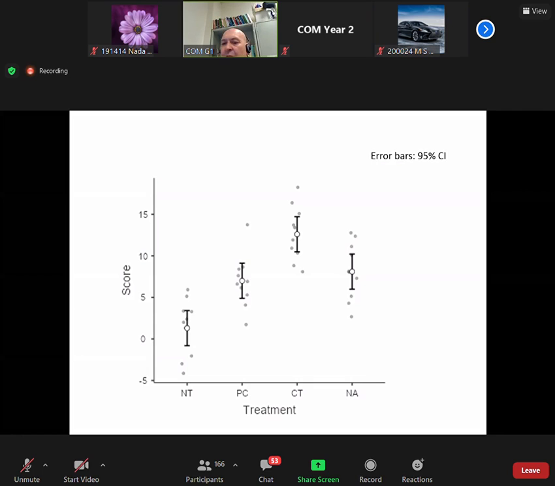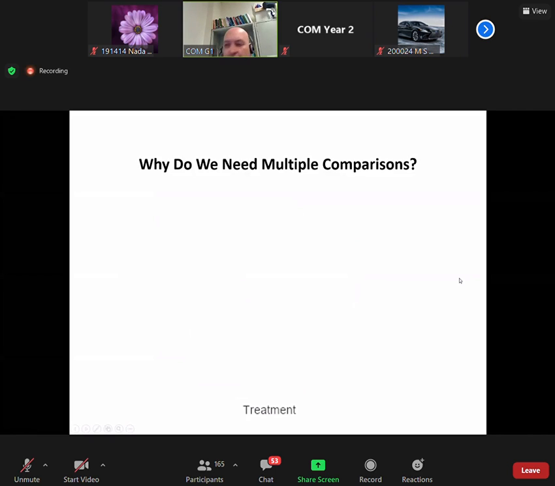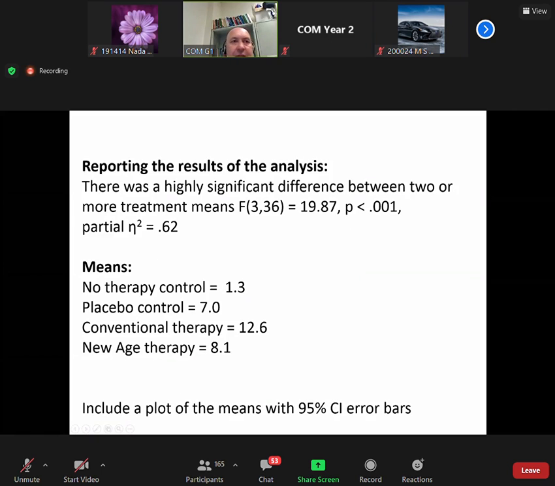Now, if there are differences between the means, what happens is that you will get an F value that is greater than 1. Okay, it'll go like 2, 3, 4, 5. What did we get in this example? Well, it was 19.87. So it's very different from 1, and the p-value was extremely small. So the probability of obtaining such large differences between 2 or more means, assuming the null hypothesis were true, is very, very small, less than 1 in 1,000.